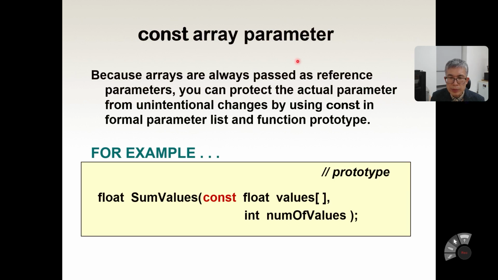Const array parameter. In this case we cannot change the array values, because arrays are always passed as reference parameters. You can protect the actual parameter from unintentional changes by using const in a formal parameter list and function prototype. Okay, so we can pass this array. In that case we can use the array values, rather than change the array values, and then the number of values.